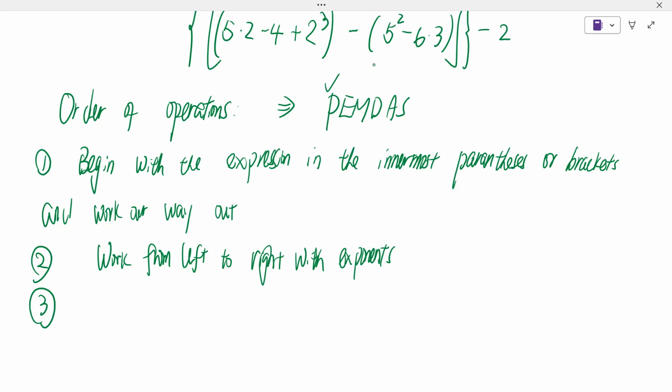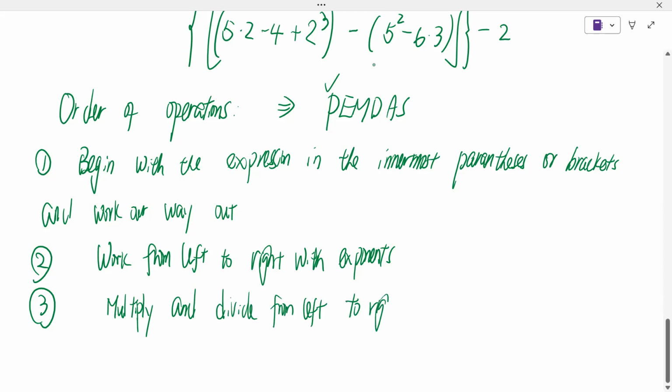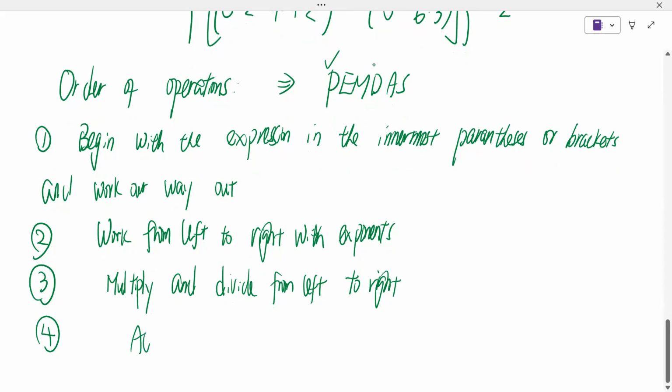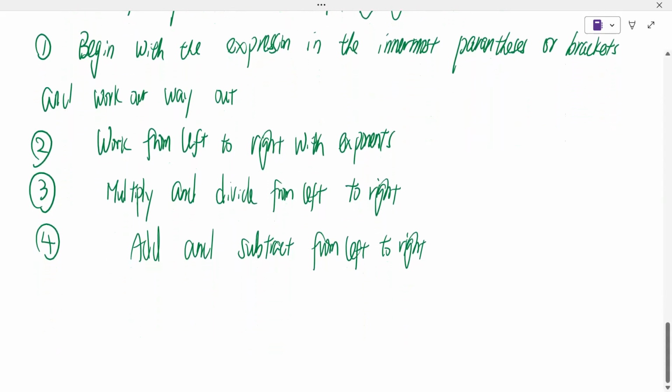So you multiply and divide from left to right. So it's the third rank. And then the last one is add and subtract from left to right. That's how we interpret these PEMDAS. It's multiplication, division, and then addition, subtraction. And this is exponents. So that's 4 different kinds of rank.